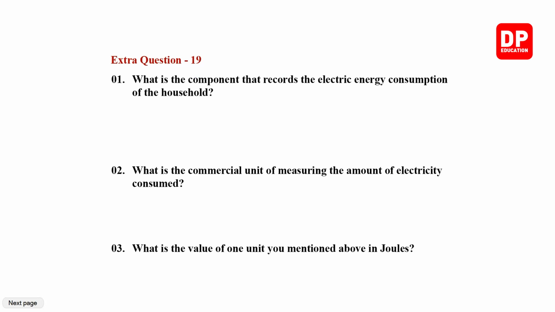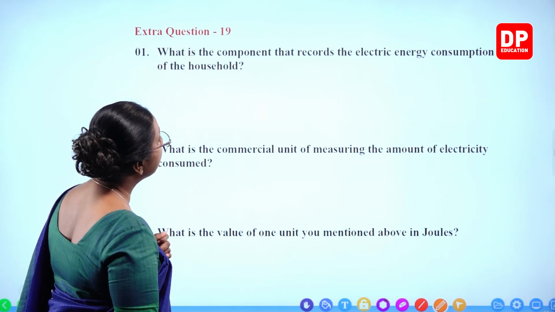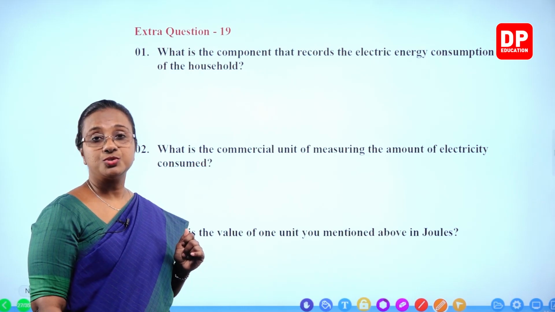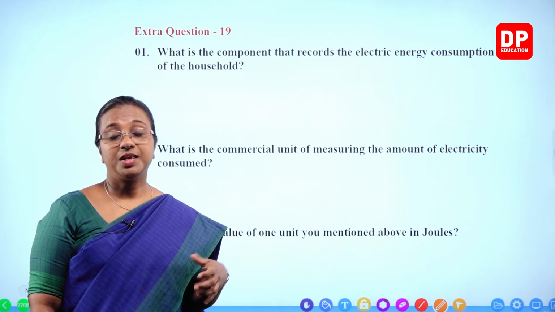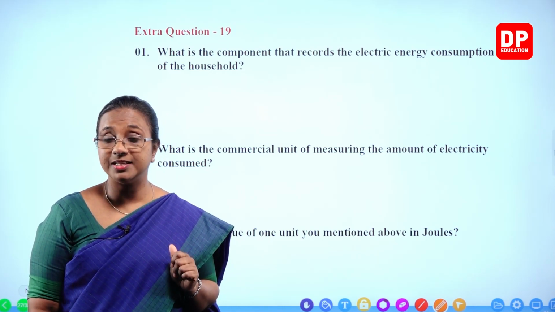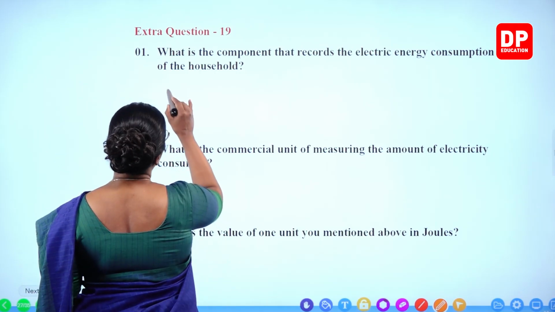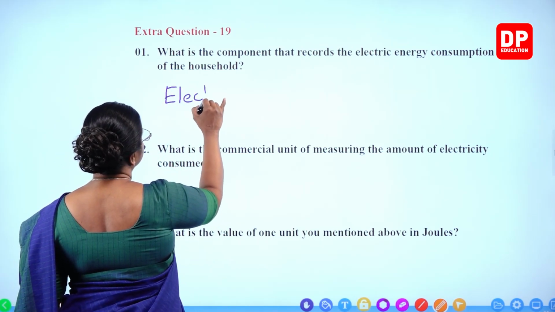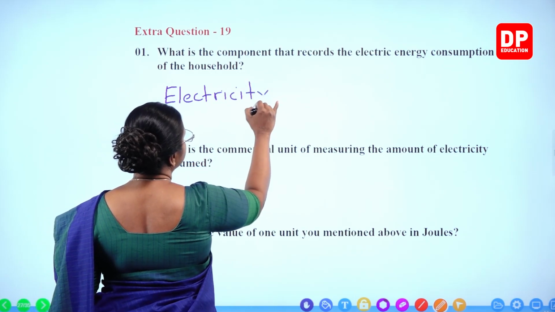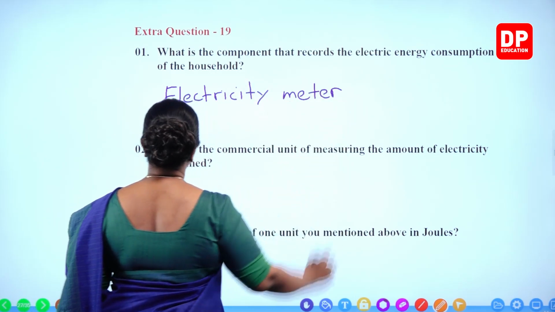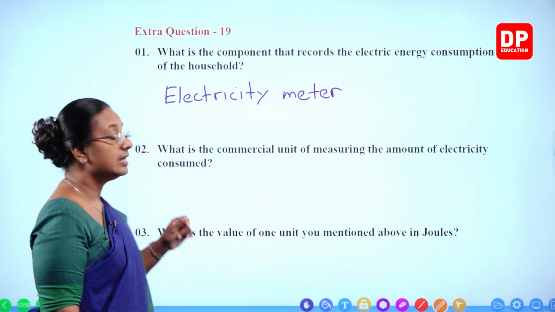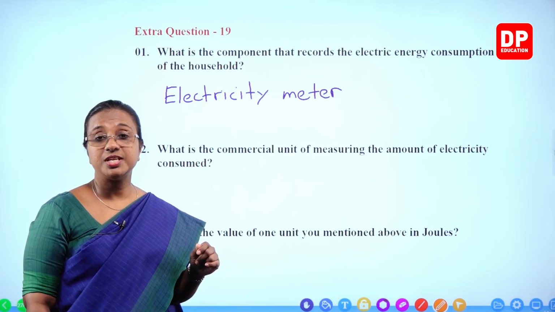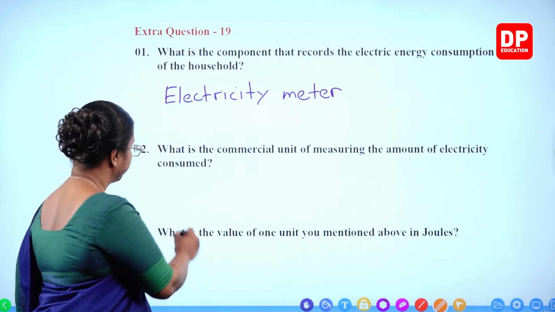Then extra question 19. So first one, what is the component that records the electric energy consumption of the household? What is the component? You can remember the electricity meter. It monitors and records the amount of electricity consumed by the consumer. So, electricity meter. Then, the second one, what is the commercial unit of measuring the amount of electricity consumed? What is the commercial unit of measuring electricity? Kilowatt hour.